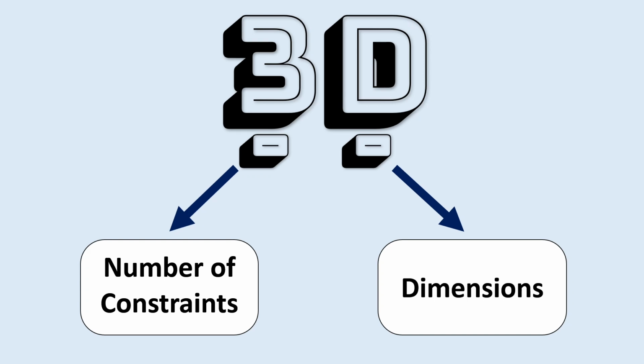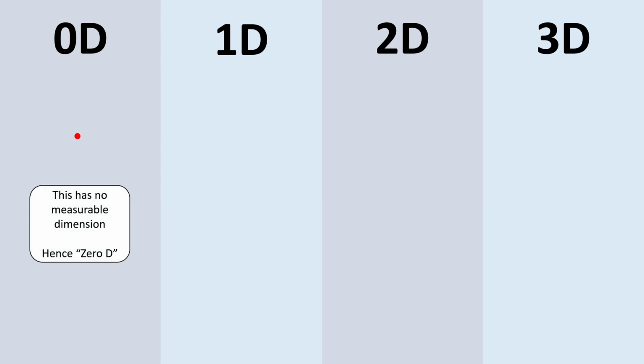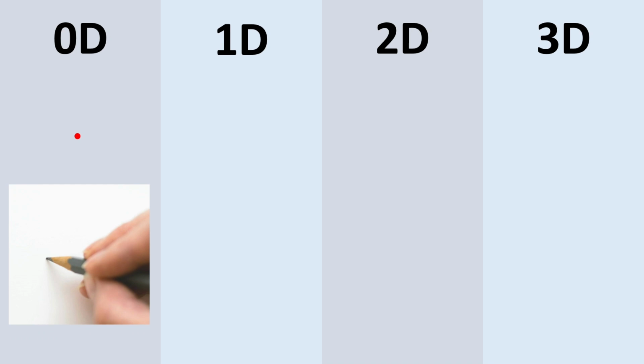So, before moving on to 3D, let's get into the basics of all the basic dimensions that exist in our world. So, here it is. We have 0D, 1D, 2D and 3D. Let's start with 0D. Imagine putting a dot on a paper. So that is a 0D object because this has no measurable dimension. You can see in the example image.